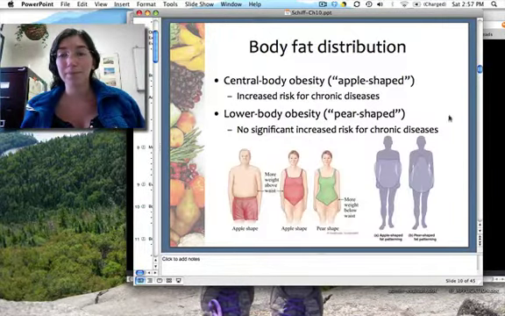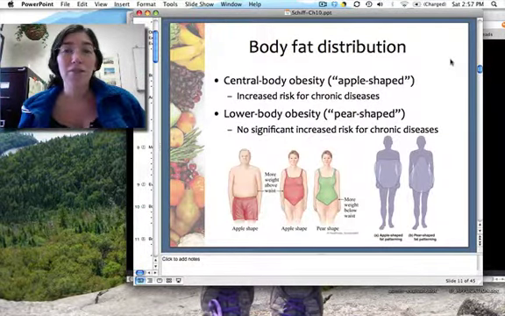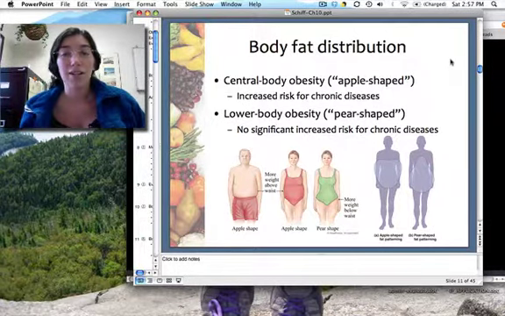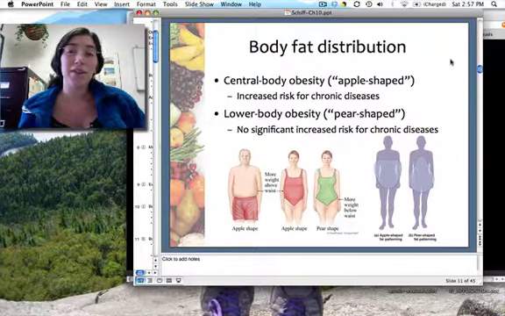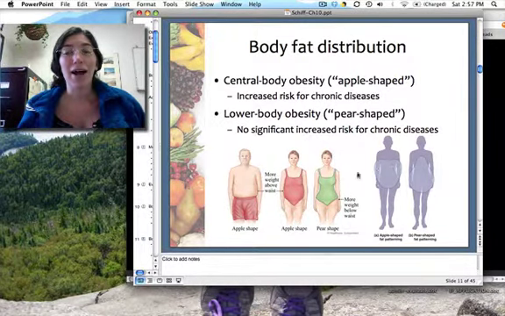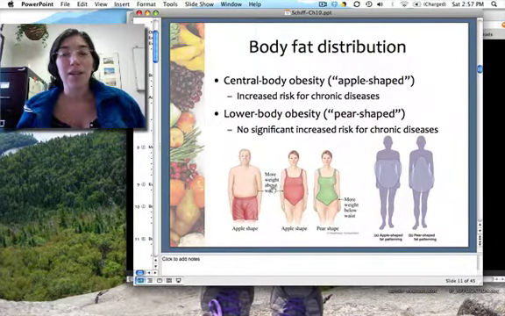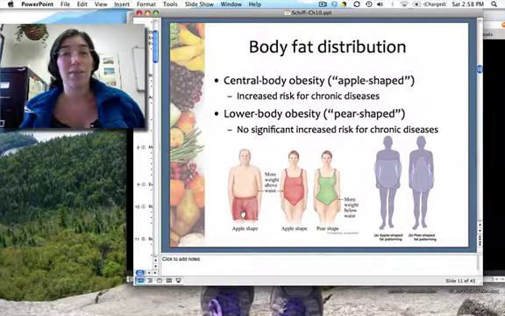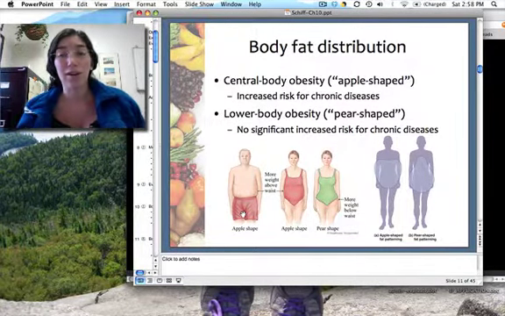according to your BMI. So the last method for determining whether your body weight is healthful is looking at your pattern of body fat distribution. Okay, so there's sort of two different classes here. We have what's called central body obesity and lower body obesity, also known as apple-shaped or pear-shaped. All right, so people who are apple-shaped gain weight around the middle, around the central body. Their waist is usually larger than their hips. Their waist to hip ratio is very large.